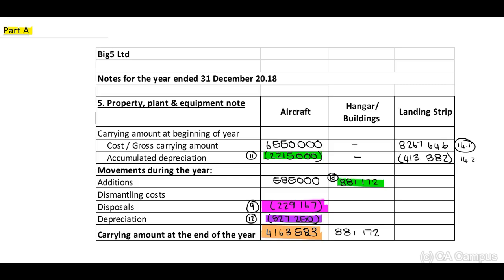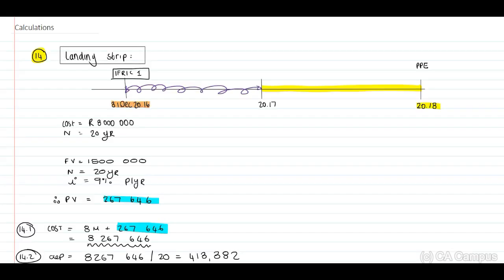Calculation 14.2. Okay, so guys, now when you look at my timeline, if I need to determine the depreciation for 20.18, guys, do I take into account my new IFRS 1 costs? No, why not? Because the costs were estimated at the end of the year. This is the value at the end of our 20 years, but it was estimated at the end of 20.18. Therefore, this will not influence my current year's depreciation.